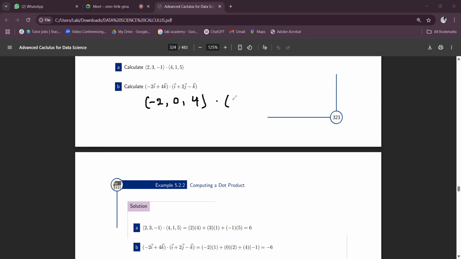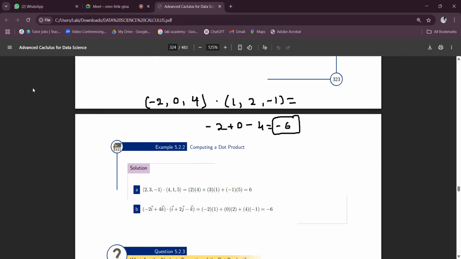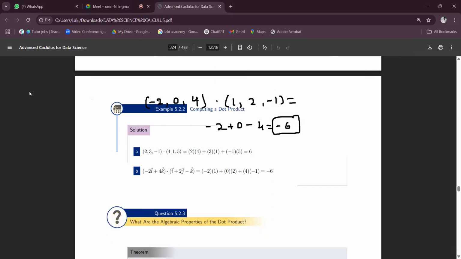That makes sense. Because there is no j component, it means the point is moving only on the x-axis and z-axis. This is 1, 2, and minus 1. Now you can do minus 2 multiplied by 1 plus 0 multiplied by 2 plus 4 multiplied by minus 1. Minus 6 is the answer. Understood? Yes.